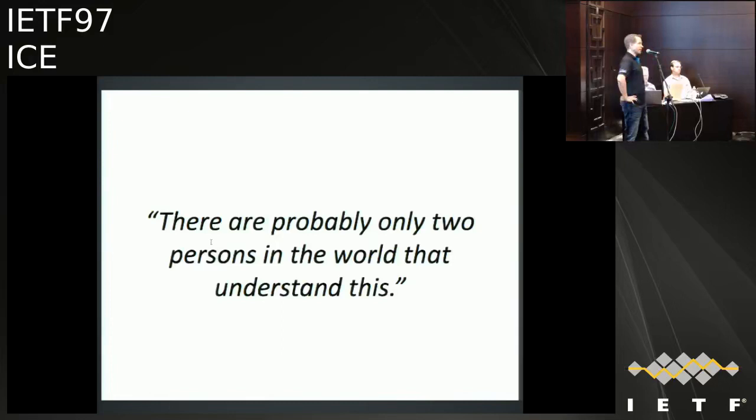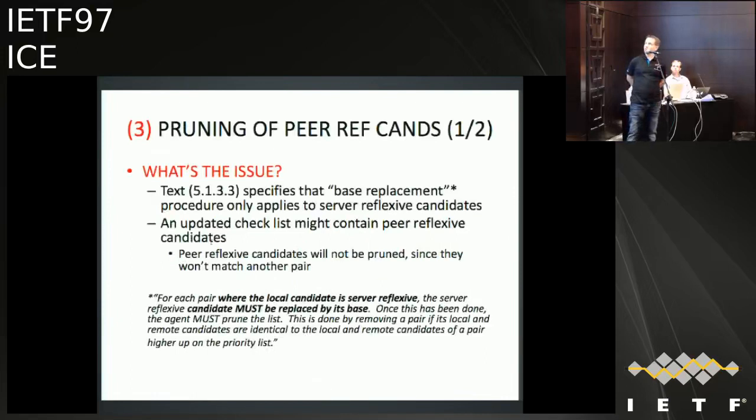This is something which came up on the list a while ago. It pretty much died out because the guy said that they had implemented it wrong, but I'm not sure. The issue is that today, when we do pruning, the text says that we do this so-called base replacement, where we put the base in the local candidate, and it only applies to server reflexive candidates. That assumes you're never going to send anything from the local candidate, so that's why you prune those. But the question that came up on the list was: doesn't this also apply to peer reflexive candidates?